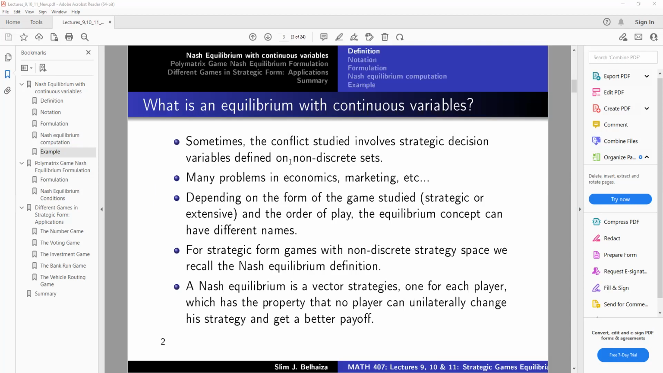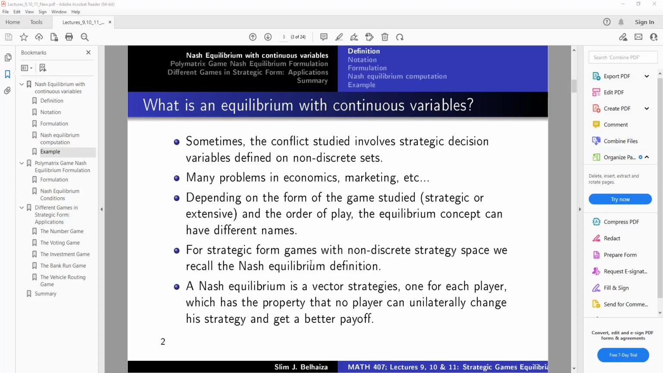So what is an equilibrium with continuous variables? Sometimes the conflict studied involves, in fact, strategic decision variables defined on non-discrete sets. Many problems, in fact, in economics, marketing, finance are like that. And depending on the form of the game studied, in fact, strategic or extensive, and the order of play, the equilibrium concept can have different names.